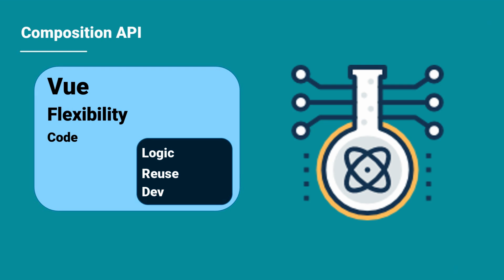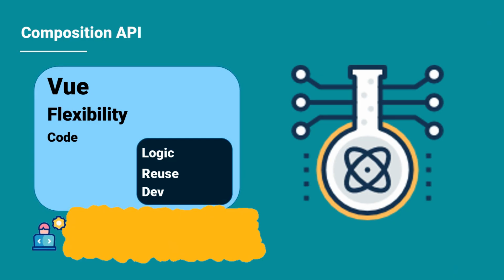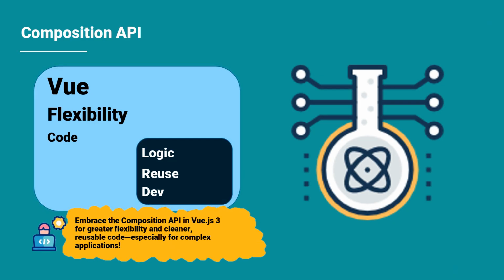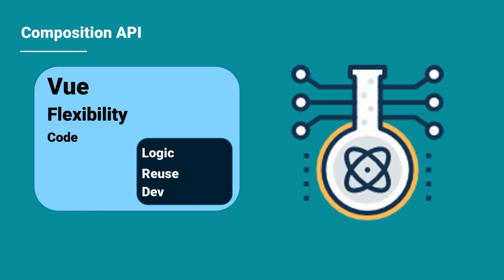One of the most significant changes in Vue.js 3 is the introduction of the composition API. While the options API was the hallmark of Vue.js, the composition API takes things up a notch, allowing developers to compose their component logic in a much more flexible manner. This flexibility means you can create cleaner and more reusable code, especially if you're working on more complex applications. So, let's dive a little deeper into this and see how it works.